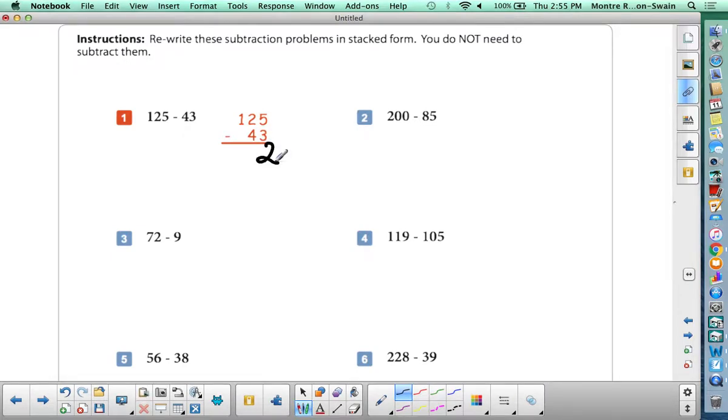Then in the tens place, we have 2 minus 4. I have 2. I cannot take 4 away from 2, so I have to borrow or regroup from the hundreds place. So we're going to cross out the 1. The 1 becomes a 0. And the 2 becomes 12. So now we have 12 minus 4. And 12 minus 4 is 8.